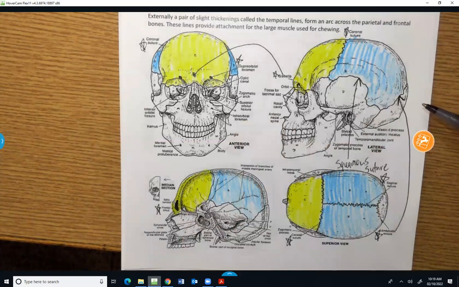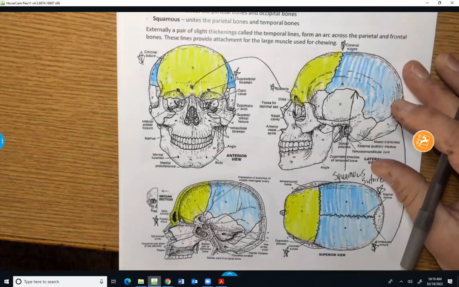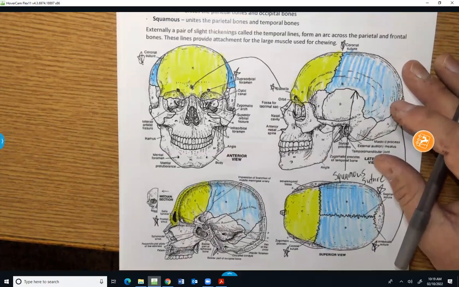We've seen that word squamous another time. We talked about squamous for the shape of cells. I don't really know why they call it squamous. I'm sure there's a reason, but I can't remember off the top of my head.